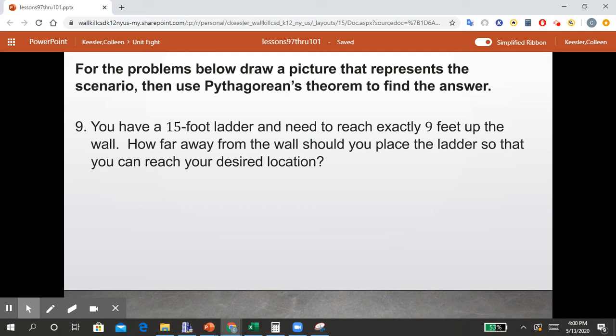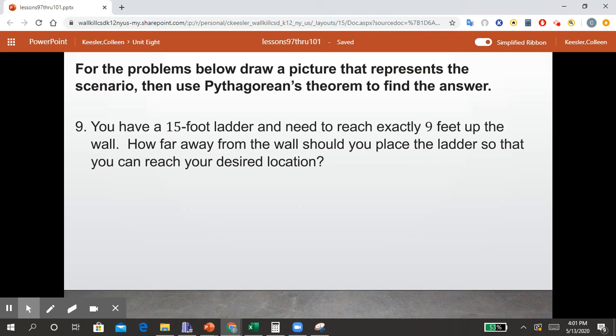Oh, a word problem. For the problems below, you're going to draw a picture that represents the scenario, and then we're going to use the Pythagorean theorem to find the answer. For this one, we have a 15-foot ladder and need to reach exactly 9 feet up the wall. How far away from the wall should you place the ladder so that you can reach your desired location?